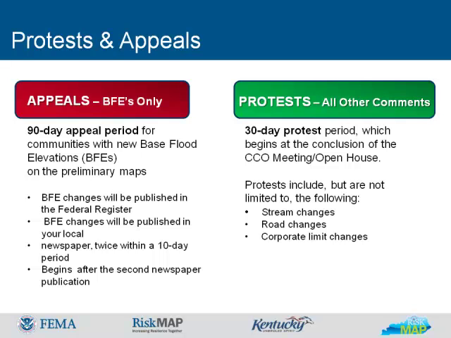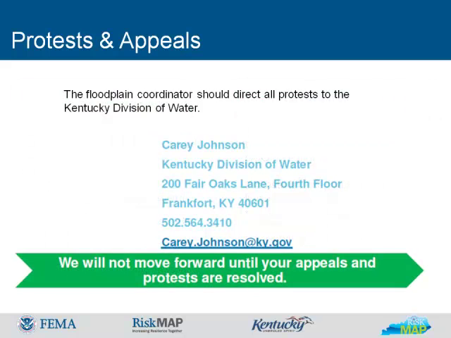Protests are all other mapping comments. Protest examples include stream names, road names, and corporate limit changes. The protest period lasts 30 days and begins at the conclusion of the CCO meeting and open house. The floodplain coordinator should direct all notice of protests and scientifically backed data to the Kentucky Division of Water.